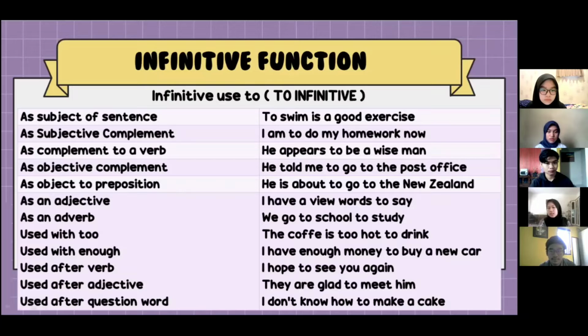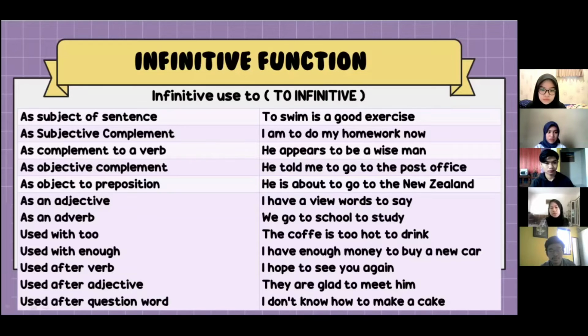So the example for the sentence is, I am to do my homework now. As complement to a verb, he appears to be a wise man. In the sentence, appear is a verb, and then to be a wise man is a complement to a verb. As objective complement, example, he told me to go to the post office. In the sentence, me is the object, and then to go is the complement.